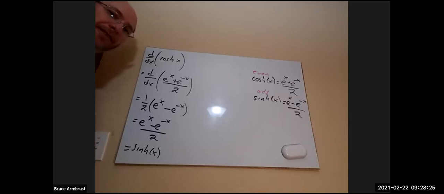The fact that the derivative of one of them gives you the other shouldn't surprise you. I mean, we saw that with the regular trig functions. But what's kind of interesting about this one is that there was no sign change. The derivative of cosh is just sinh.